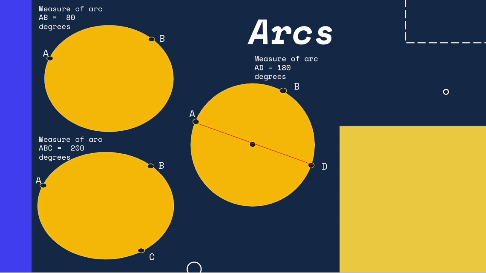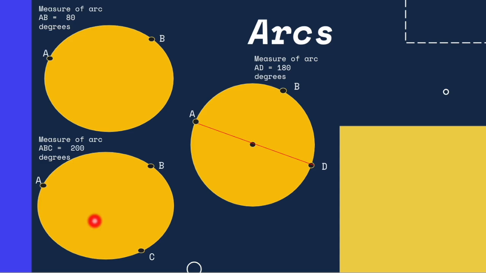Lastly, we will be discussing arcs. A circle's arc means a portion of the circle's curve, as you can see here. There are two types of arcs when discussing circles: major arcs and minor arcs. Considering that one full rotation around a circle is 360 degrees, for an arc to be considered major, its measure must be greater than 180 degrees.